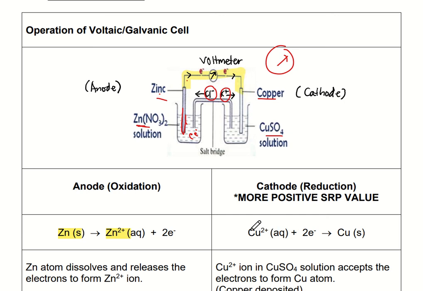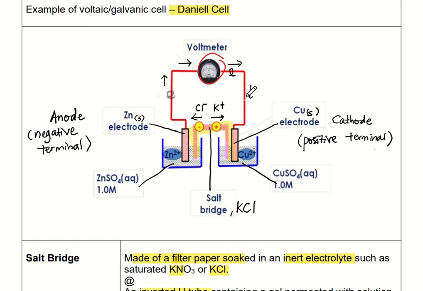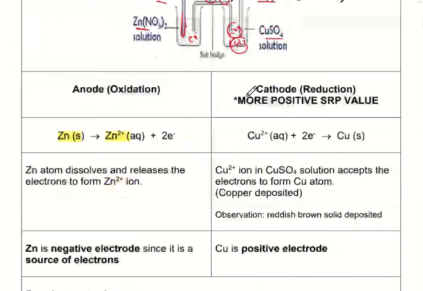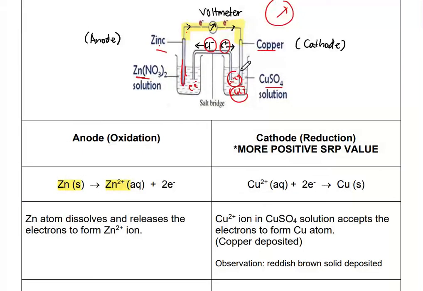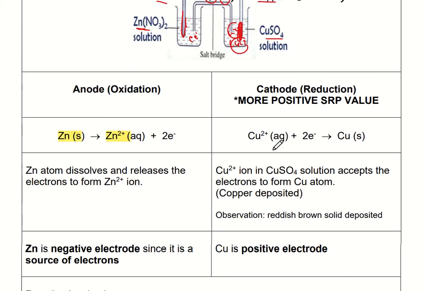So bila copper 2 positif, daripada ion copper 2 positif yang ada dekat sini, macam tengok dalam gambar ni kan. Sini, copper 2 positif ni dia akan dapat elektron daripada anode. Lepas tu dia akan deposited dekat copper electrode. So bila dia accept the electron, maksudnya kita kata copper deposited. So we can say that observation dia, the reddish brown solid will be deposited.